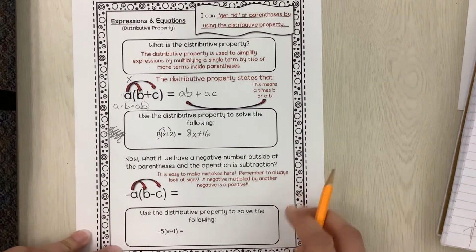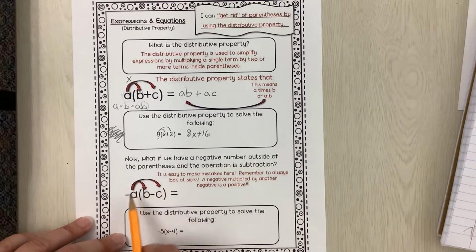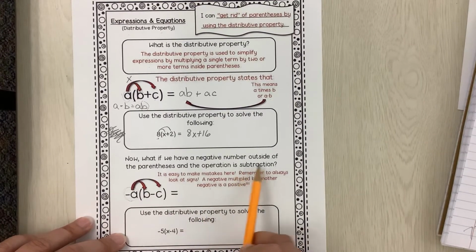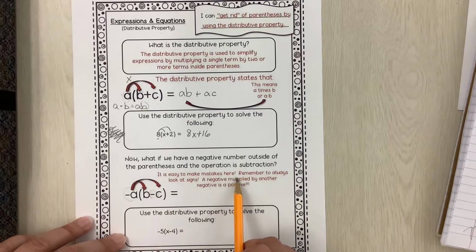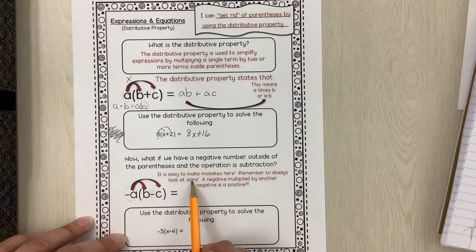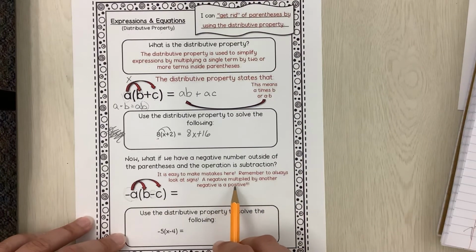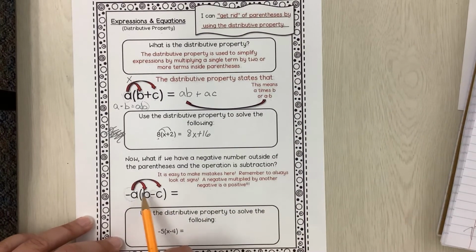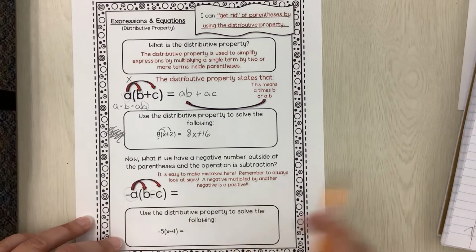Let's try another one. Now, what if we have a negative number outside of the parentheses? So here it is, negative A, and the operation is subtraction. It is easy to make mistakes here. Remember to always look at signs. A negative multiplied by another negative is a positive. Remember, when we do a negative and a negative, that's an even number of negatives. 2 negatives changes to a positive.